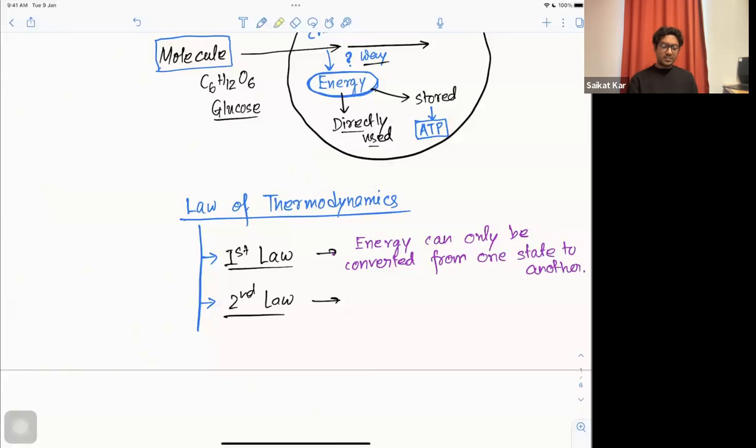Then what is energy? Simply, physicists define energy by a simple definition: the capacity to do work.